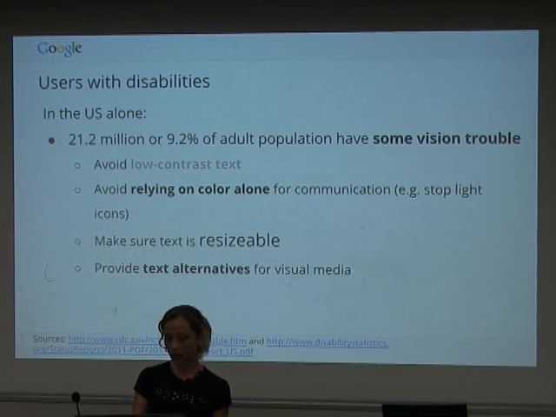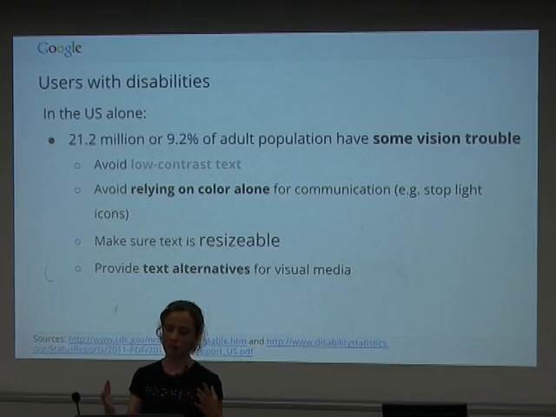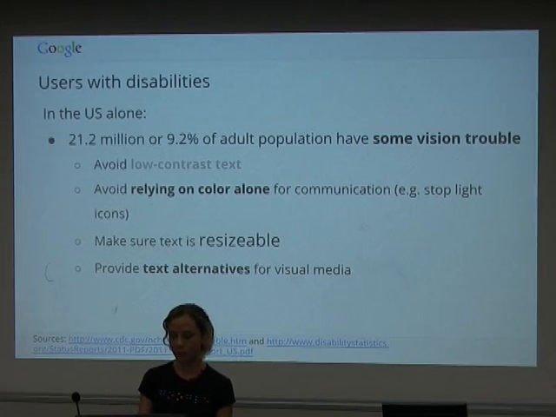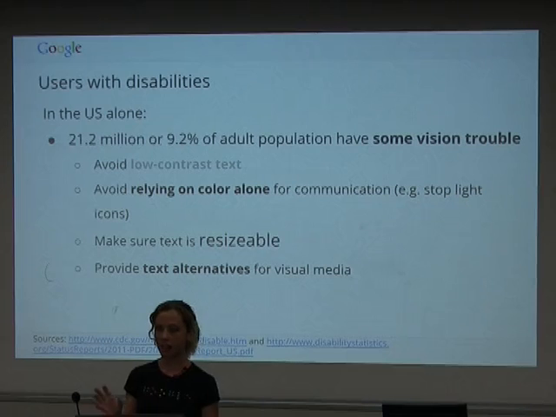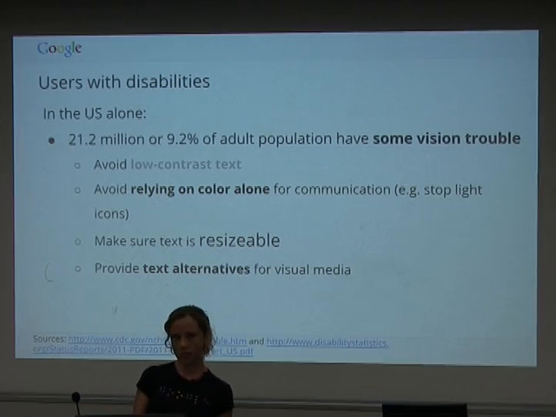Avoiding relying on color alone for communication. So things like stoplight icons, which we've all seen: this is bad, this is maybe okay, this is good. But if that information is not communicated in any other way, then it's completely inaccessible to someone who is colorblind, which is quite a large proportion of the male population, actually. And also things like links, which are only distinguished from the other text by their color. If there's no underline or anything like that, then how is anyone who's colorblind going to know that that's a link? So as I mentioned earlier, making sure that text is resizable. So in terms of specifics in CSS, making sure that you don't specify font size in pixels.